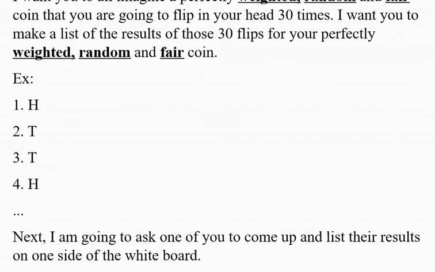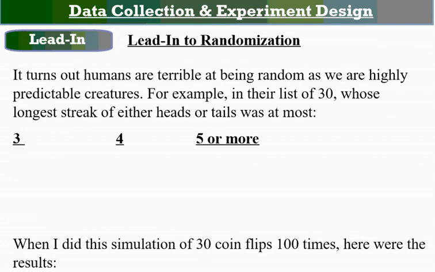Next, what I show students is that it turns out people are terrible at being random. We are highly predictable creatures. For example, in a class where I had done this in a prior year, for the 30 coin flips that I asked people to do, it turns out that the longest streak of either heads or tails was at most 3 for 11 of my students. There were 6 students in the class whose longest streak was 4, and there were only 2 in the class who had a streak of 5 or more.